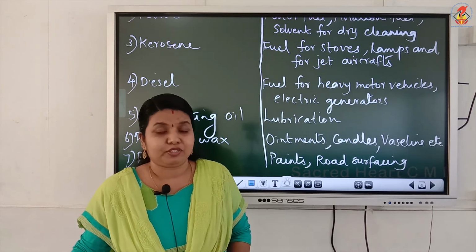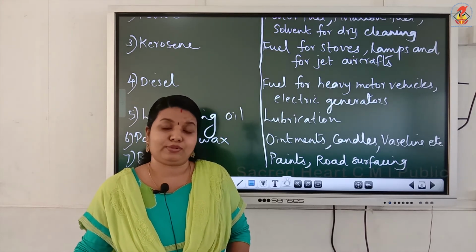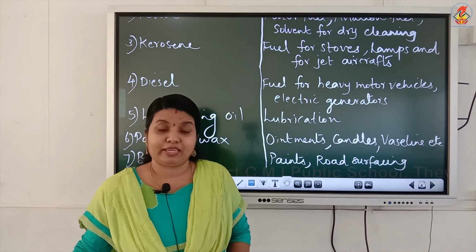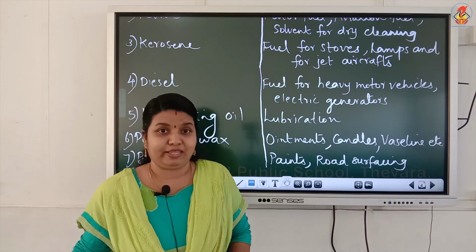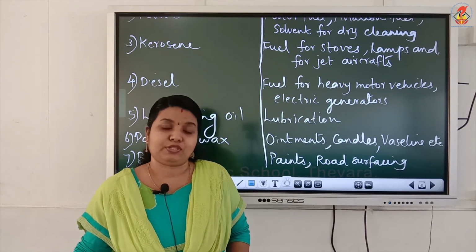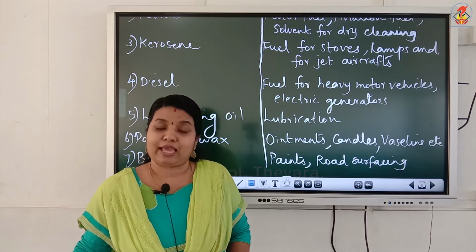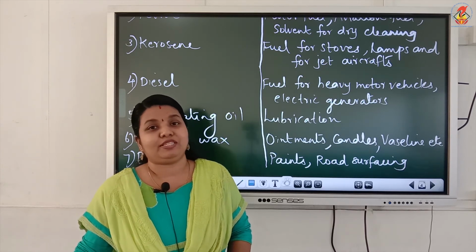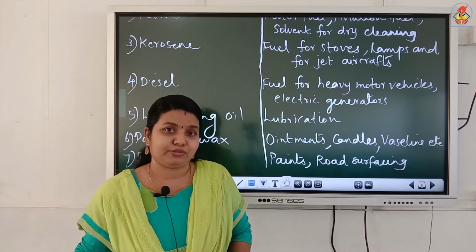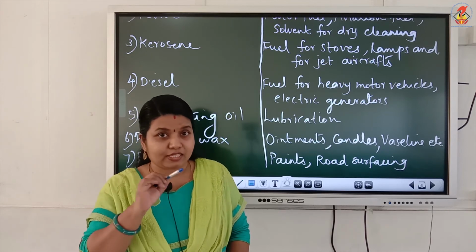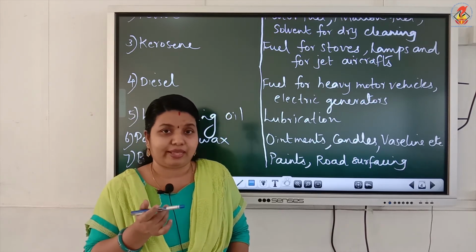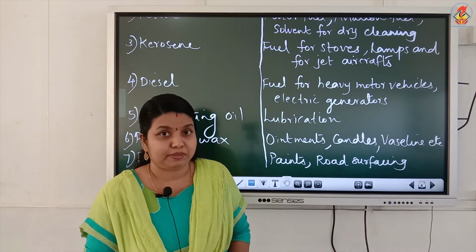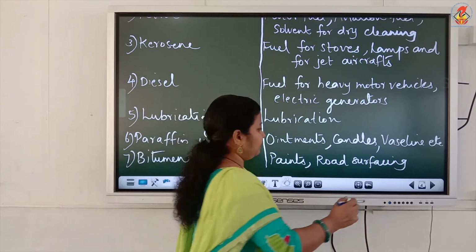Then diesel is a fuel for heavy motor vehicles and also it is used in electric generators. Then lubricating oil, which is used for lubrication. Then paraffin wax, which is used for making ointments, candles and also Vaseline. And the last one is bitumen, which is used for surfacing of roads and also for making paints. The last one may come as a one word answer. Name the petroleum product which is used for surfacing of roads. It is bitumen. Okay.